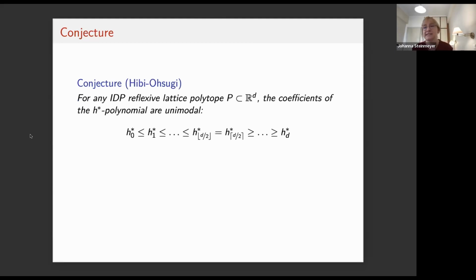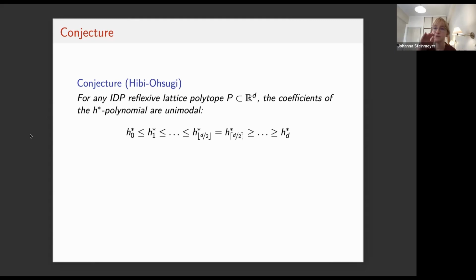Okay, here's the main conjecture. This is a special case of a more general conjecture of Stanley's. Now, the very general conjecture of Stanley's wasn't quite true in all cases. It's been refined. People changed the conjectures every now and then. This version is due to Hibi and Ohsugi, saying that if our polytope is reflexive and IDP, then the H star polynomial's coefficients are going to form a unimodal sequence.